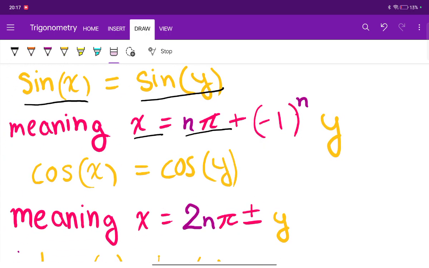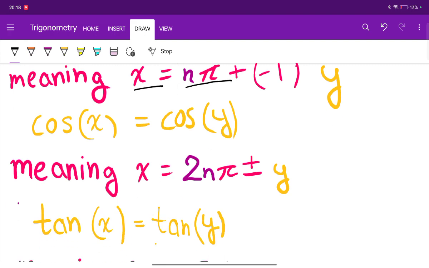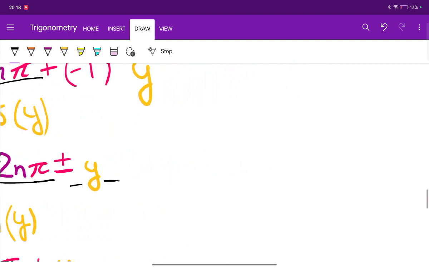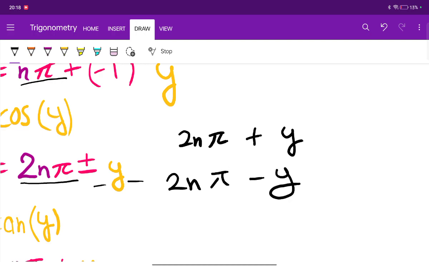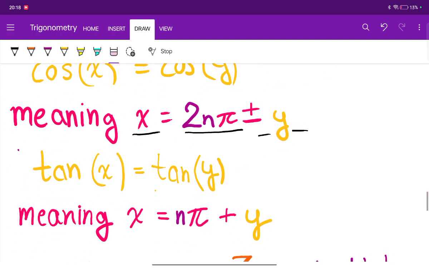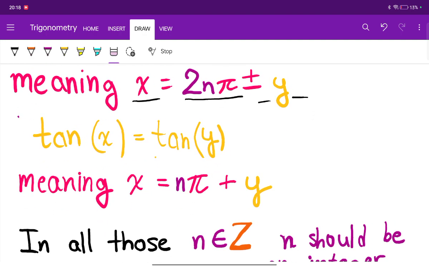Cos x is equal to cos y. This implies x is equal to 2nπ plus minus y. Now plus minus means that it can be also 2nπ plus y and 2nπ minus y. Both of them will have the same meaning. Tan x is equal to tan y, meaning x is equal to nπ plus y.